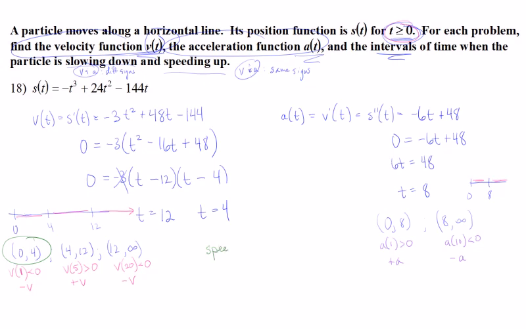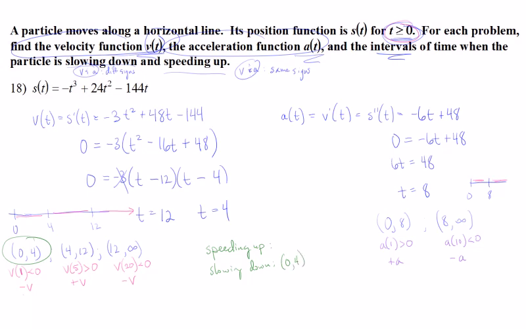So let me write speeding up, slowing down, right? The whole time from 0 to 4, we just covered this, but just to reiterate, our velocity is negative while our acceleration is positive, right? So the signs are different, therefore it's going to be slowing down. So from 0 to 4, that object is slowing down.